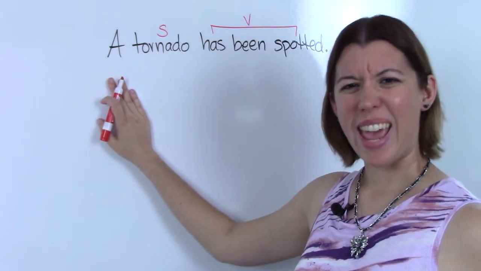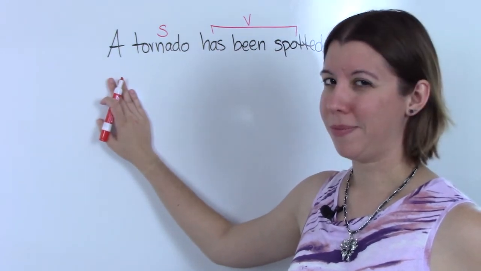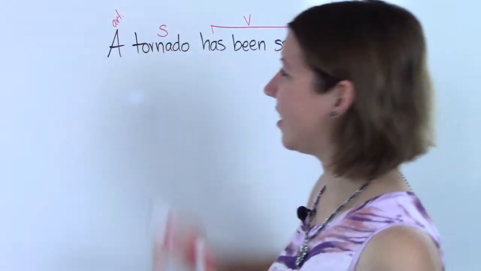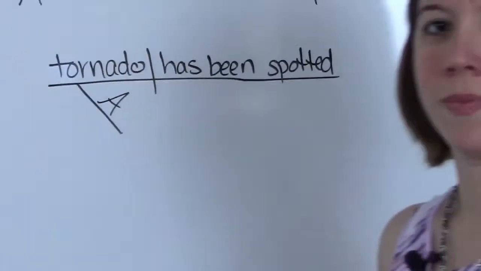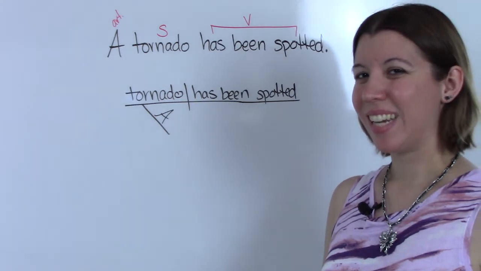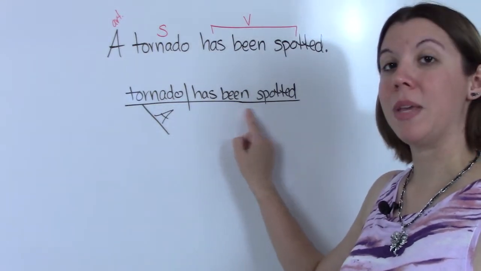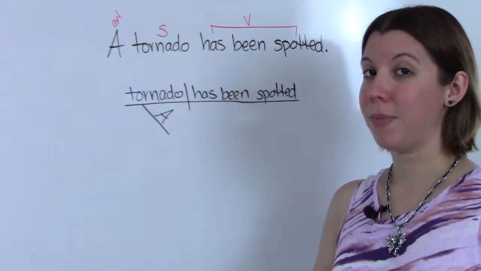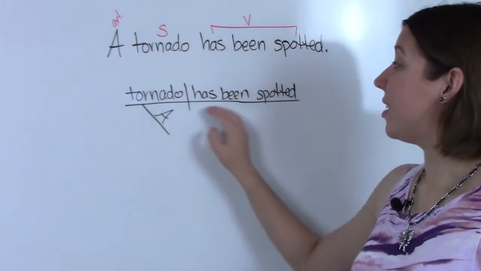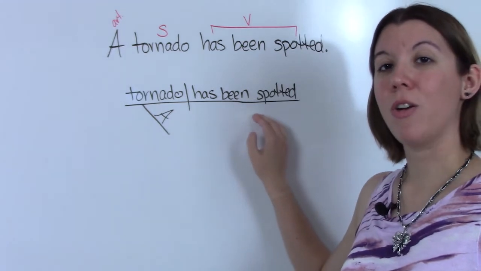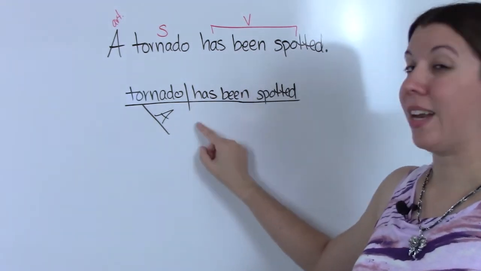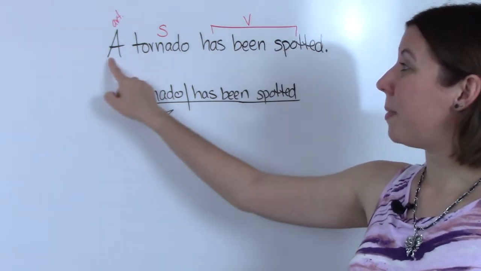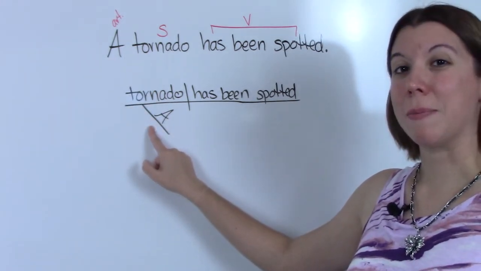Now what's the deal with a? Do you remember? That's right, it's an article. And now I can diagram. There it is. Do you notice how I put "has been spotted" all together in the verb section of the diagram? That's what you're supposed to do. This is called the verb phrase, and it all goes together on the right side of the vertical line. A is my article. Because it happened to come first in the sentence, I capitalized it.